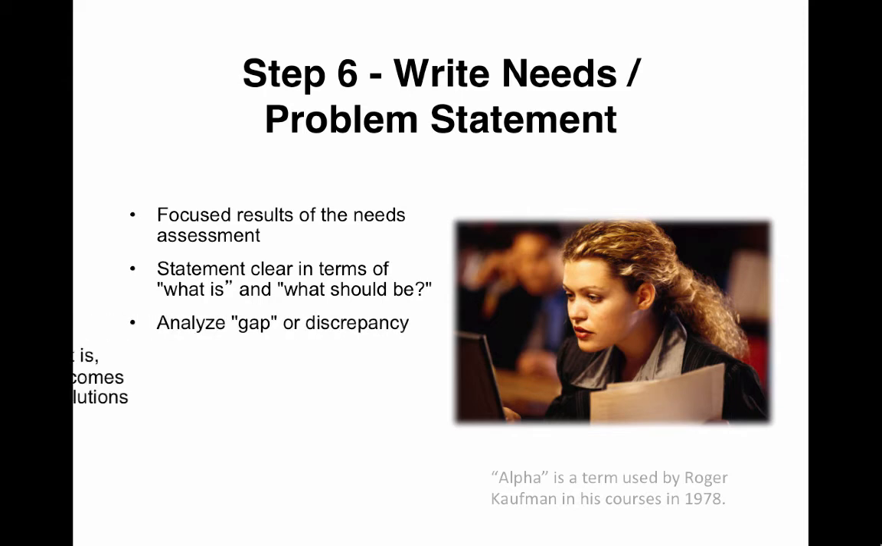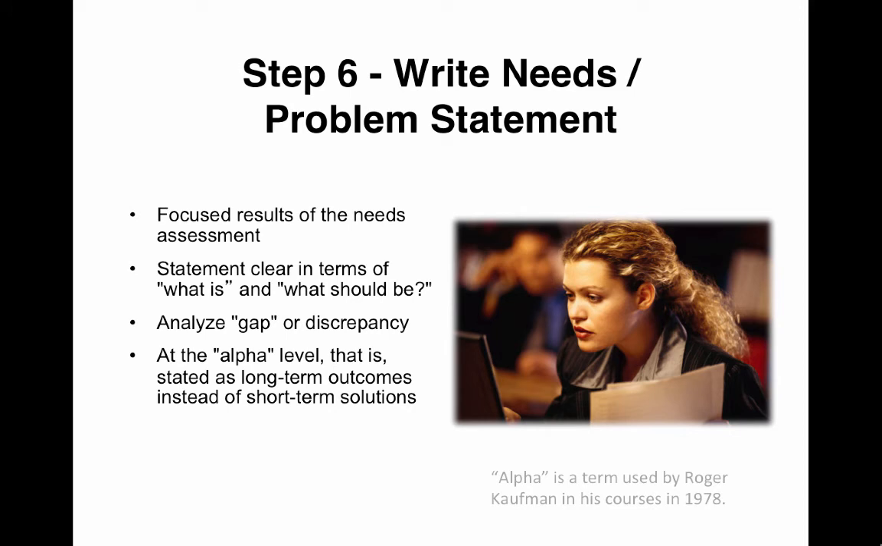It should be at the alpha level, that is, stated as long-term outcomes instead of short-term solutions. And if it doesn't have to do with living things, it's probably not alpha. By the way, if you notice the note to the right, alpha is a term that was used by Roger Kaufman in his courses in 1978. I was one of his students.